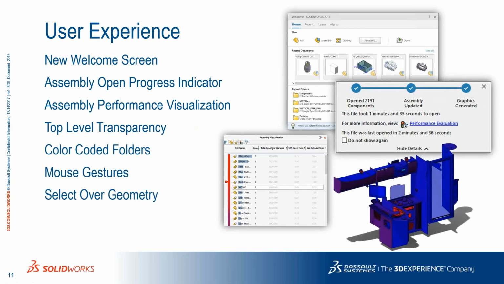We're going to start out with the user experience. There's a new welcome screen, which is kind of a one-stop shop for a lot of useful links and parts that you've been working on. Assembly open progress indicator, assembly performance visualization. These have seen improvements and are new to give you a better understanding of your assemblies. Top level transparency, color-coded folders, mouse gestures, and select over geometry. Some of these are new improvements, and some of these are existing things that have seen enhancements to make users more productive. So we're going to get into SOLIDWORKS.